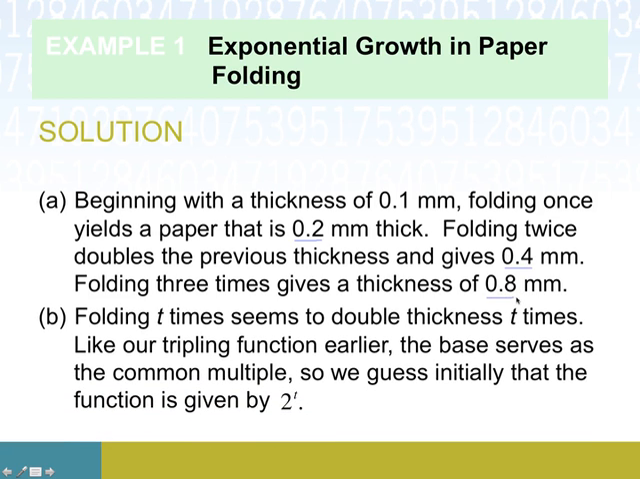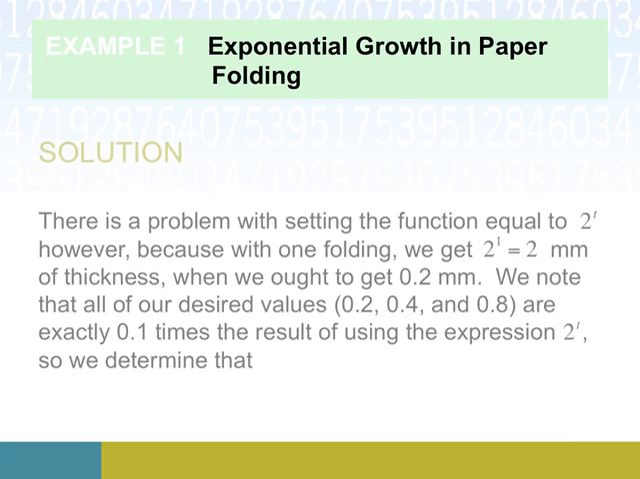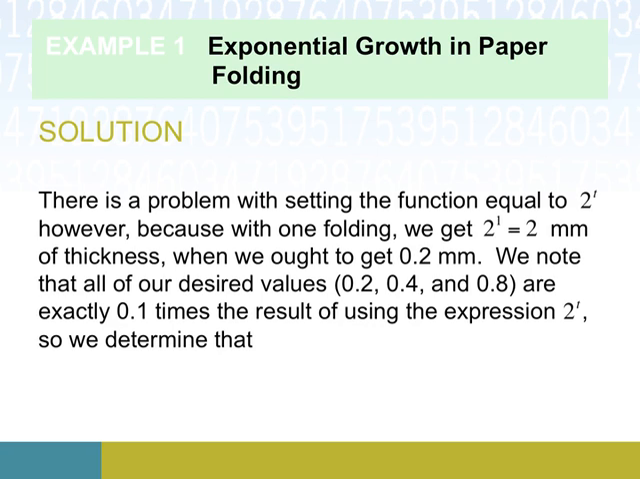Okay, so those are the first. Now, we're going to try to generalize this. What would happen if we did this t times? So we looked at a tripling function, 3 to the x, earlier on. But instead of tripling this time, what we really want is doubling. And that actually gives us the base for this function. The constant thing that we want to be multiplying by every time is 2. So initially, let's say, okay, maybe it looks like 2 to the t. But that's not quite right, because if we let t be 1, so 1 folding, we get 2 millimeters, but we really want 0.2 millimeters.